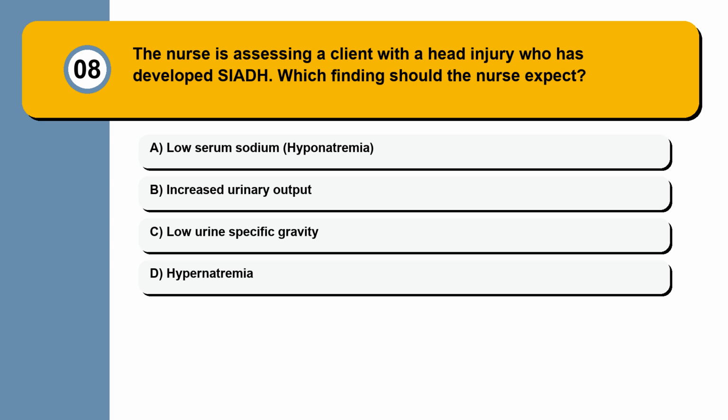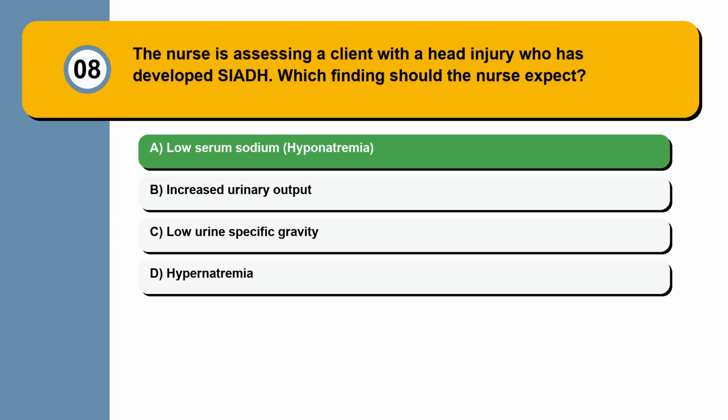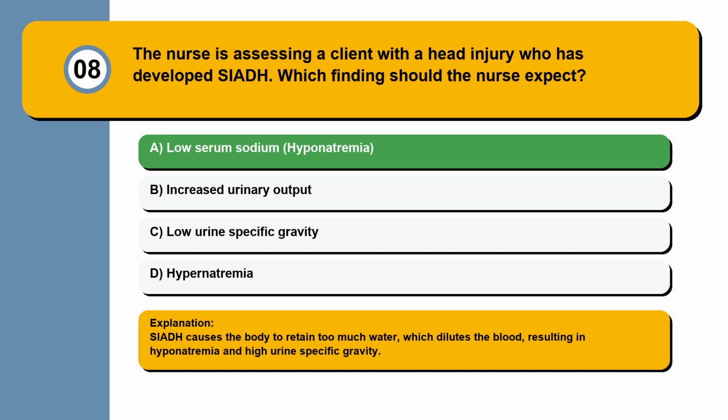Question 8. The nurse is assessing a client with a head injury who has developed SIAD. Which finding should the nurse expect? Low serum sodium, hyponatremia, increased urinary output, low urine specific gravity, hypernatremia. SIAD causes the body to retain too much water, which dilutes the blood, resulting in hyponatremia and high urine specific gravity.